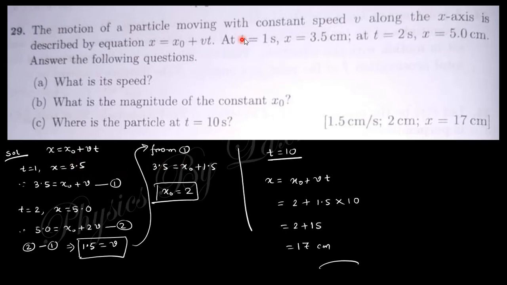You just put this value: at t equals 1, x equals 3.5, you will get 3.5 equals x naught plus v, and at t equals 2, x equals 5.0, so 5.0 equals x naught plus 2v. If you just subtract these, x0 is cancelled out, v equals 1.5. Put this value of v in this equation, you will get the value of x naught. So the velocity and x naught will be found. After that, at t equals 10, what is the value of x? Put this value of x naught, which is 2, v which is 1.5, and t which is 10. So it will be 17.